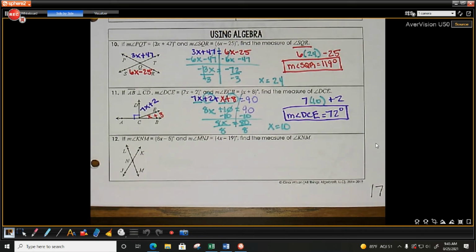Good? Can y'all try number 12 on your own? Yes, do number 12 on your own.